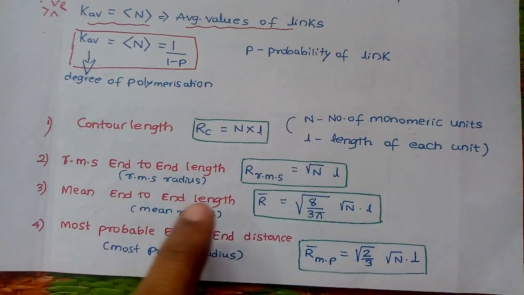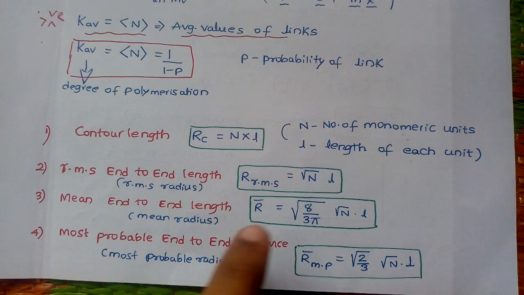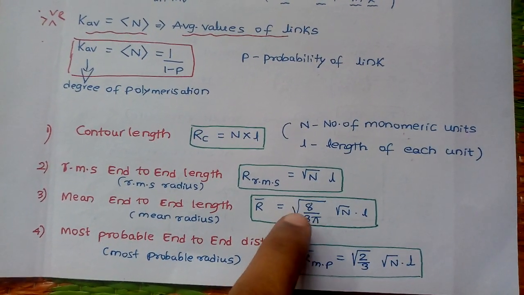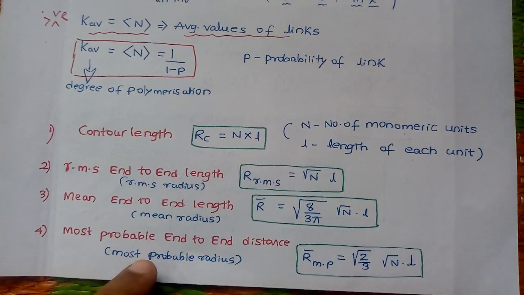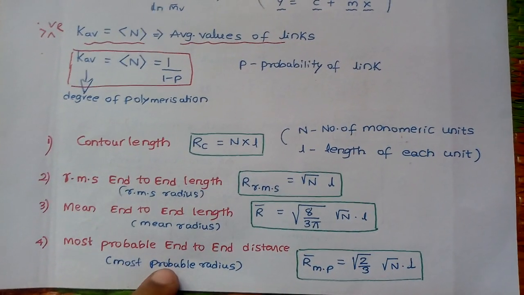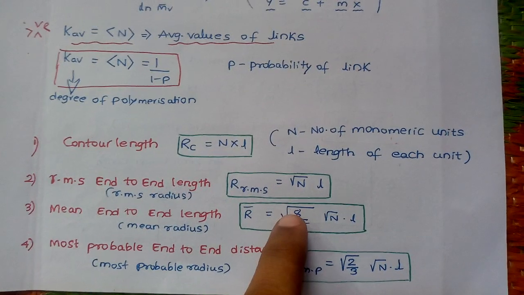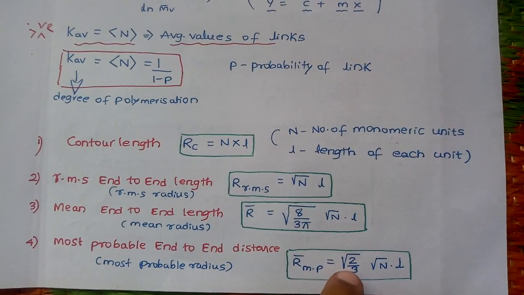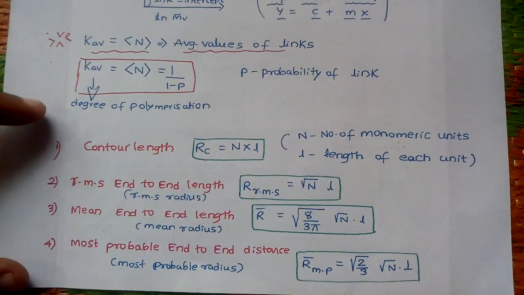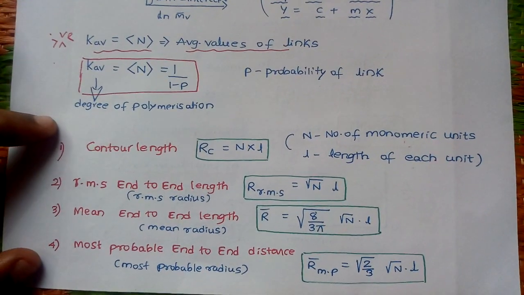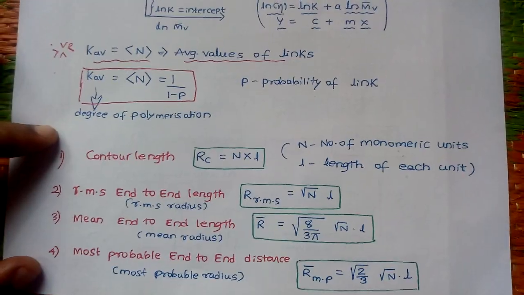For the mean end-to-end length or mean radius, we simply take root 8 by 3 pi into root n into L. For the most probable end-to-end distance or most probable radius, instead of root 8 by 3 pi, it is root 2 by 3 into root n into L. We are expecting that this type of question may be asked in KSET.